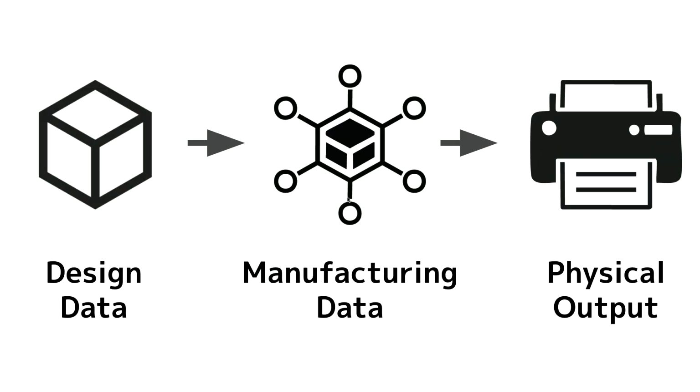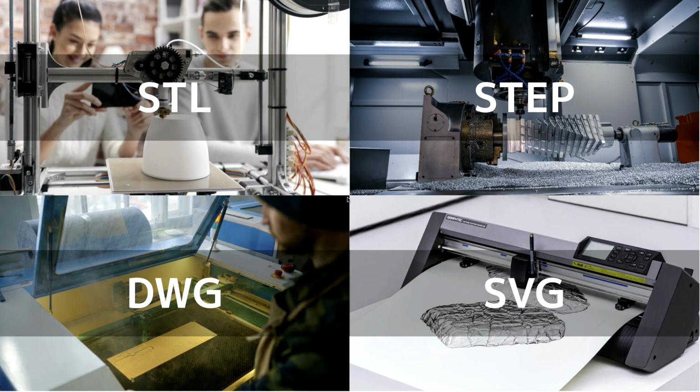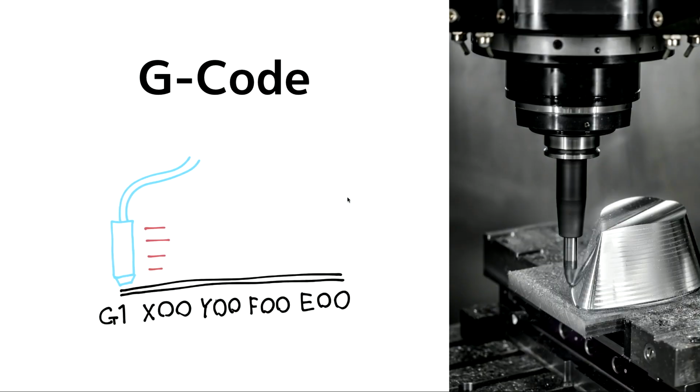To fabricate a physical object, the process typically starts with the digital design, then the design must be converted into manufacturing data, then machines are used to actually output the physical object. For example, for the middle part, design data for 3D printing, you use STL, for CNC machines, it might be STEP files and so on.